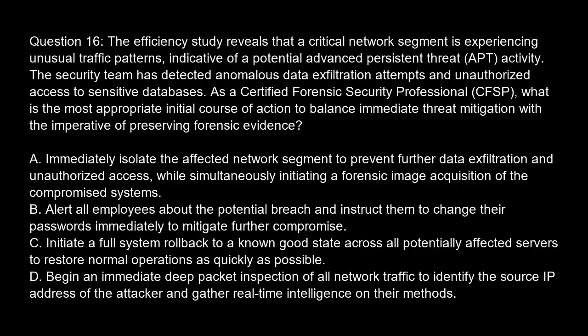Option A. Immediately isolate the affected network segment to prevent further data exfiltration and unauthorized access, while simultaneously initiating a forensic image acquisition of the compromised systems. Option B. Alert all employees about the potential breach and instruct them to change their passwords immediately to mitigate further compromise. Option C. Initiate a full system rollback to a known good state across all potentially affected servers to restore normal operations as quickly as possible. Option D. Begin an immediate deep packet inspection of all network traffic to identify the source IP address of the attacker and gather real-time intelligence on their methods.